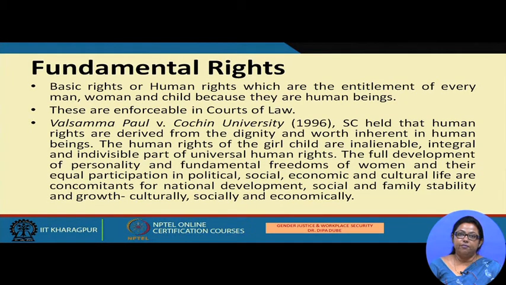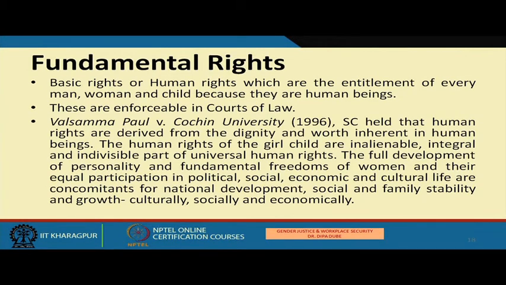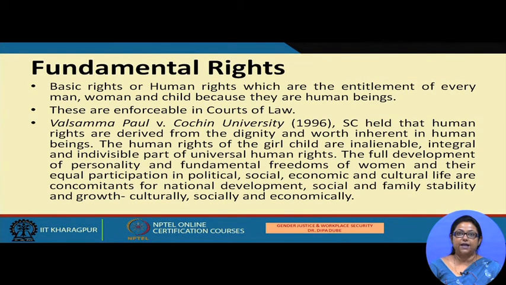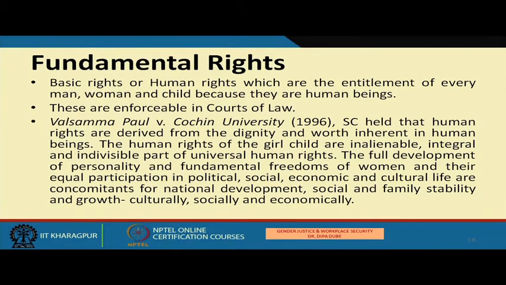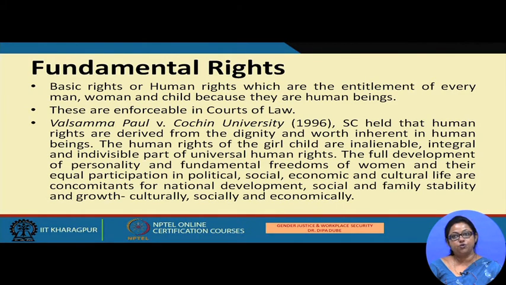The important feature of these fundamental rights is that they are enforceable in the courts of law. So, in a sense, if there are any violations of these fundamental rights, any person can move to the courts for enforcement of those rights, and it is the responsibility of the state to maintain and ensure these fundamental rights.